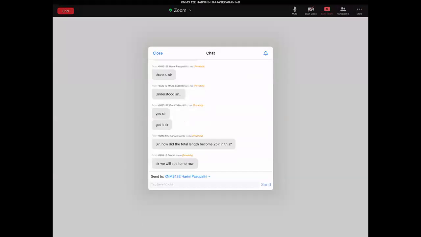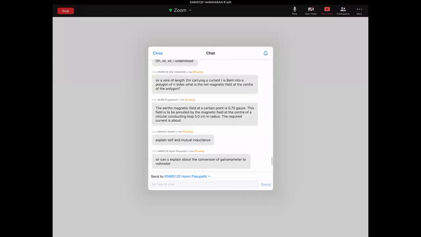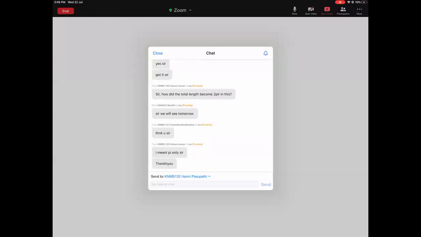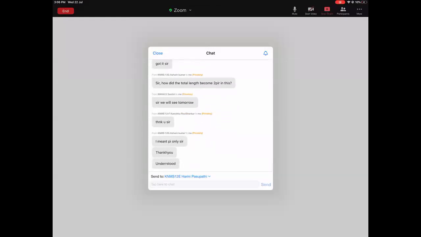How did the total length become 2 pi R? Total length is 2 pi R. That was given in the question itself. A wire of length 2 pi R carrying a current I. So length given 2 pi R.